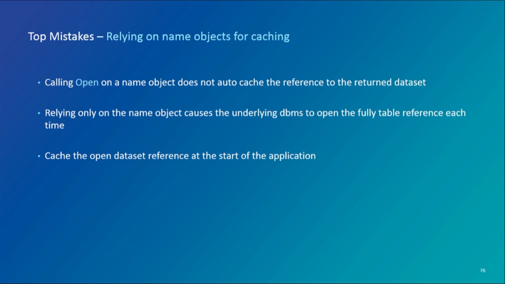Here's an interesting one that came from an internal team. They thought that by holding on to the name object, they would keep the table reference open. This is not true. The name object is simply a moniker. It's a shortcut that says, hey, go open that thing. It has nothing to do with the table reference. If your application needs the table to be open, open it and hold on to that reference. Don't assume that the name object will do it for you.